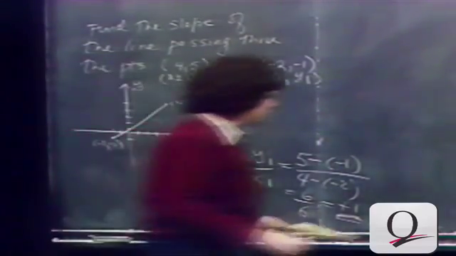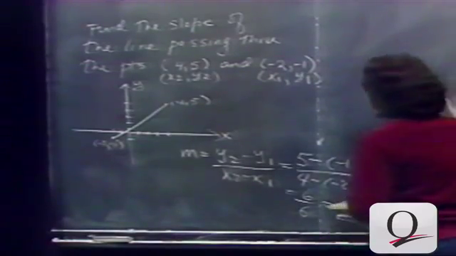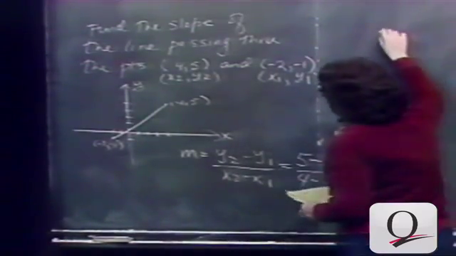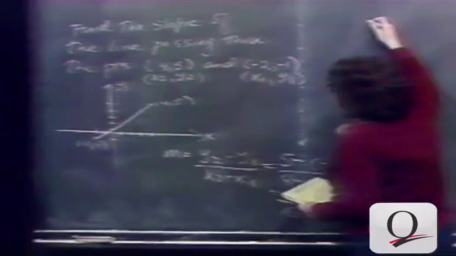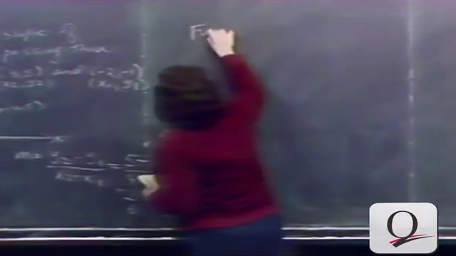Okay, let's try some more examples like this. What about the slope of the line passing through the points?